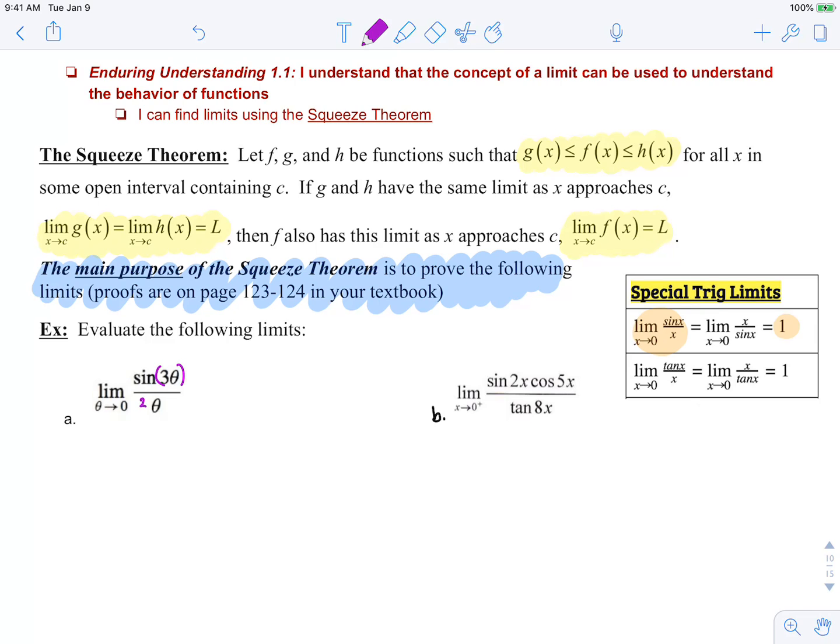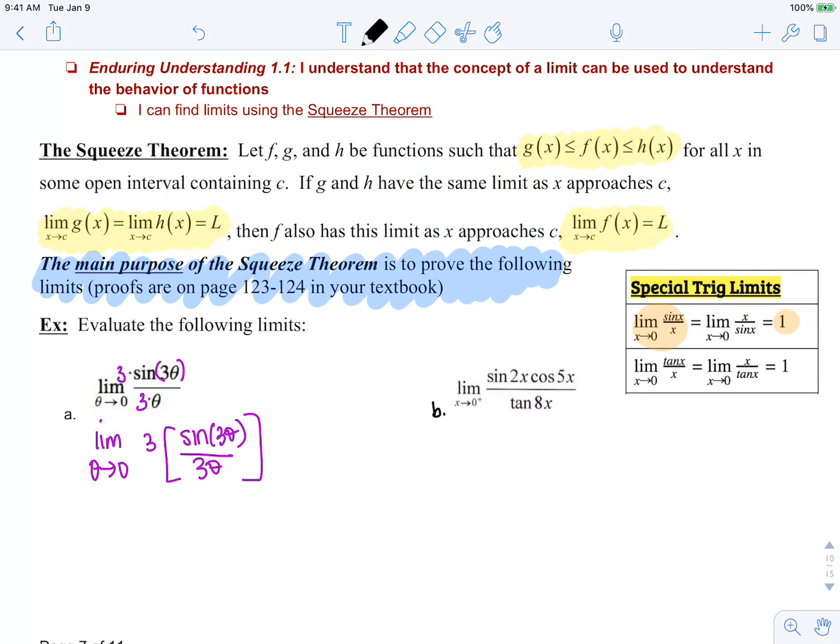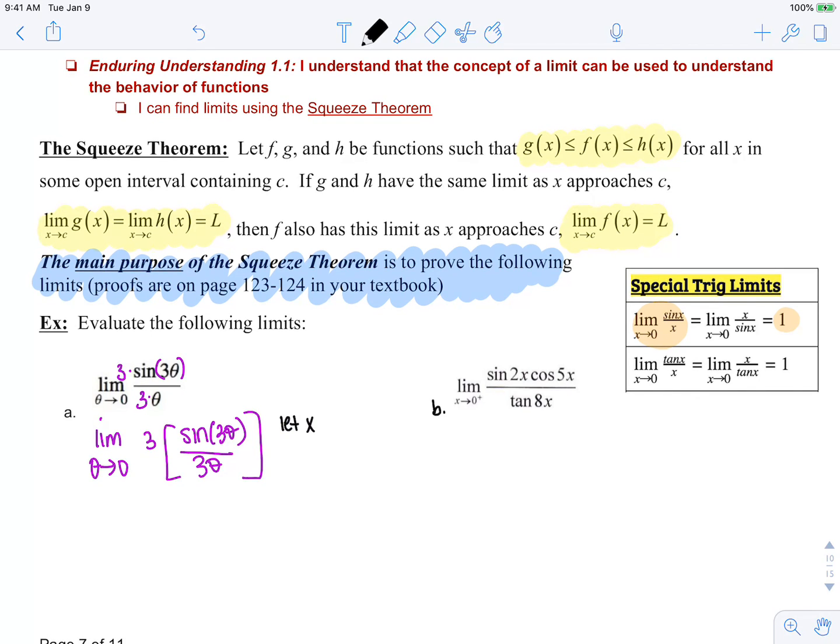So if I multiply this by 3 on bottom and 3 on top, now I have the limit as theta approaches 0 of 3 times sine of 3 theta over 3 theta. This is looking a lot more like that trig limit. I'm going to do a little substitution though to make it look even more like that limit. If I let x equal 3 theta, then as theta approaches 0, x will also approach 0 because I'm just plugging in 0 for theta.